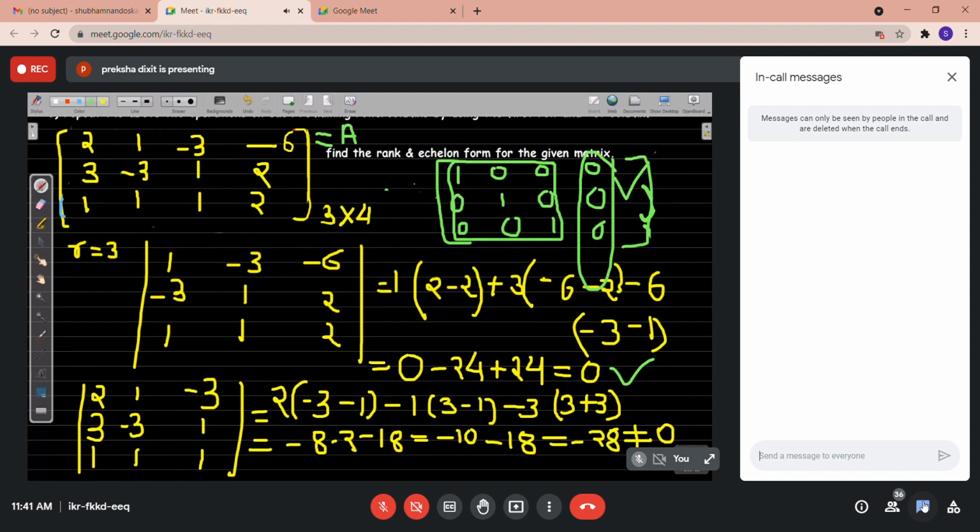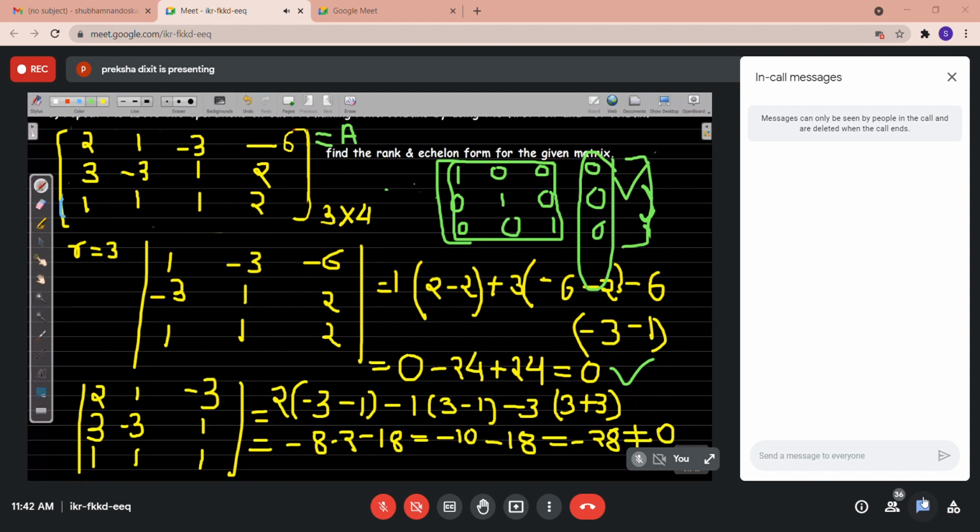Okay, so to convert the given matrix into its echelon form, we have to follow a few sequences of row or column transformations. So first we are going to calculate the value of rank for the given matrix. Once we get the value of rank, then, as I just explained, if we get the value of rank as 3, then its echelon form is going to look like this.